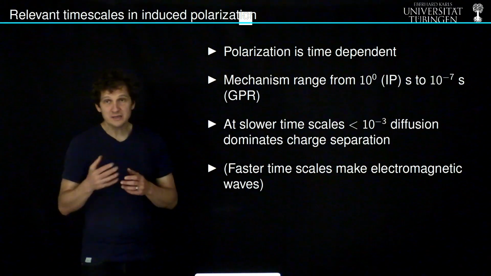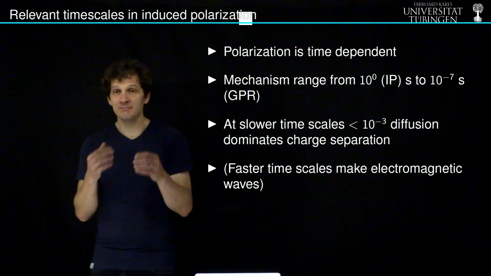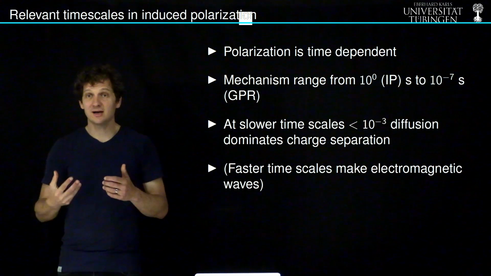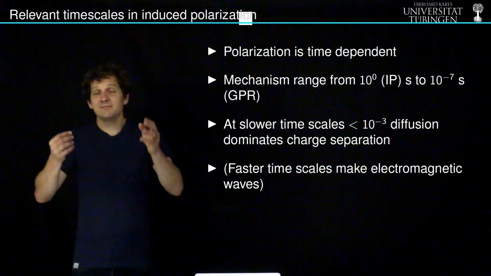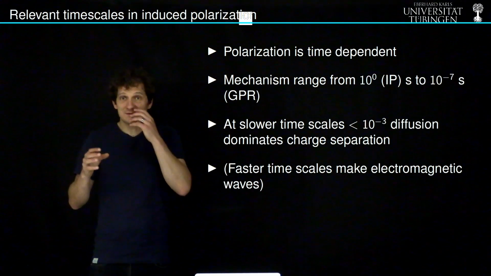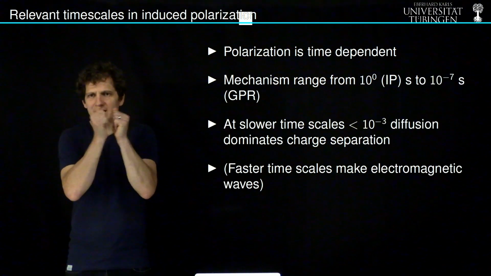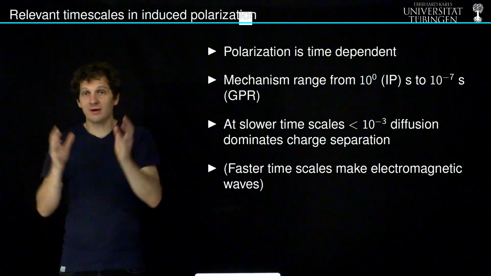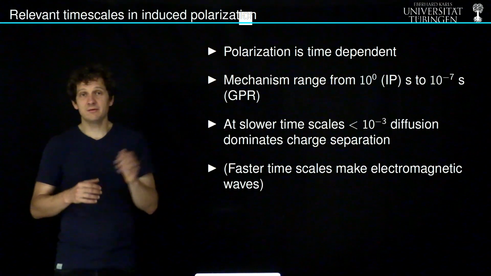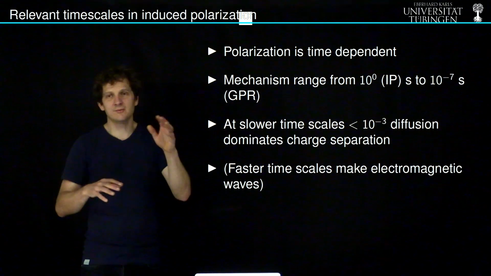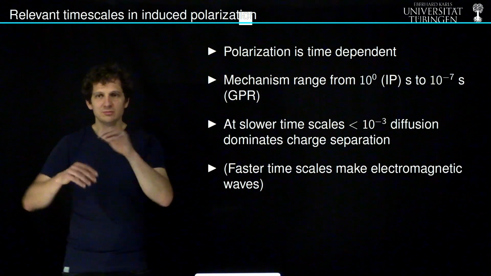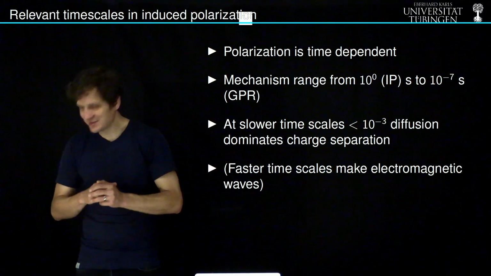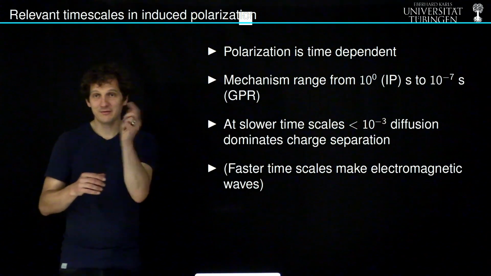Polarization is a time-dependent mechanism. If you apply an electric field, it takes some time for the charges to separate. There are many different mechanisms of polarization. They can occur on an atomic level, or on an ionic level, or around surfaces. All of those have very different timescales, ranging from seconds and milliseconds to timescales in the megahertz range, so very fast oscillations.